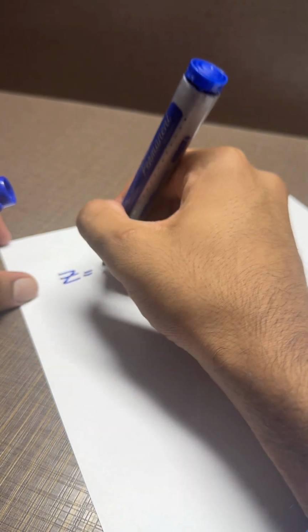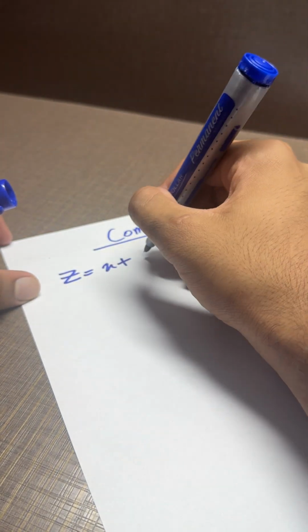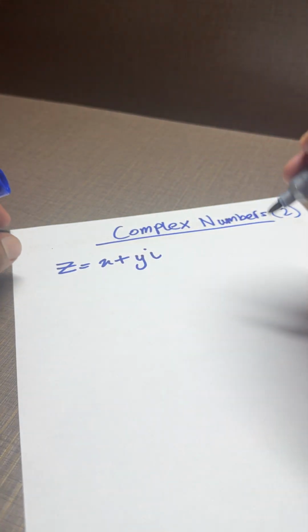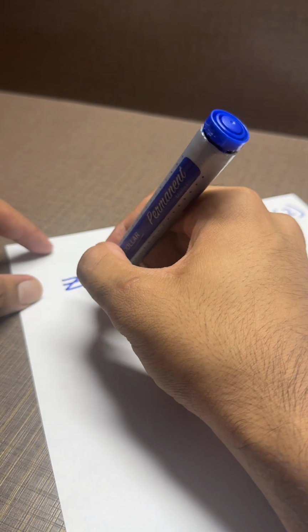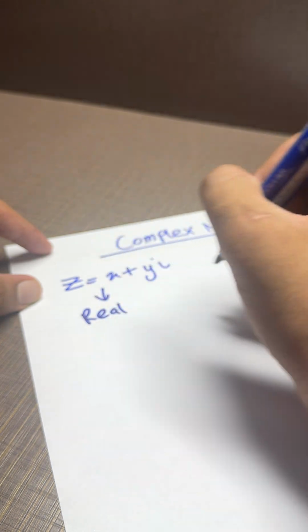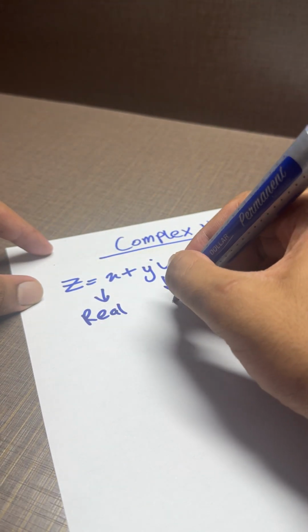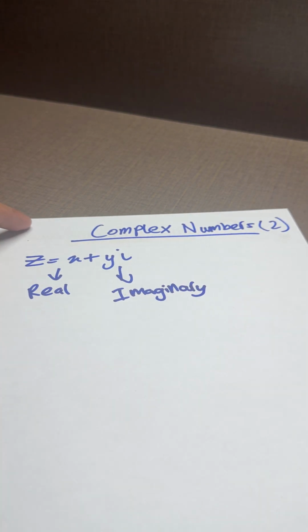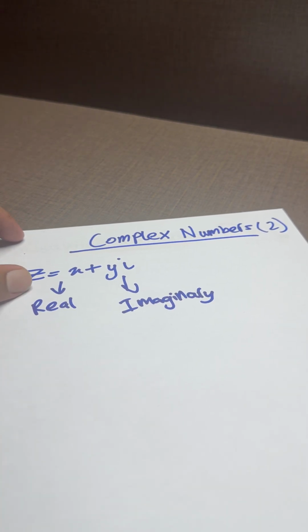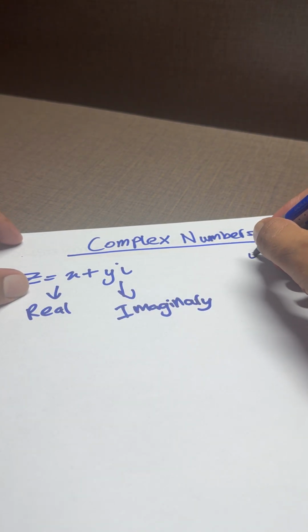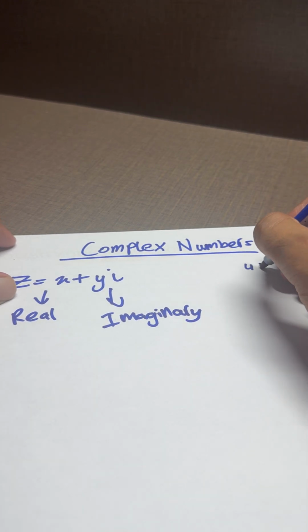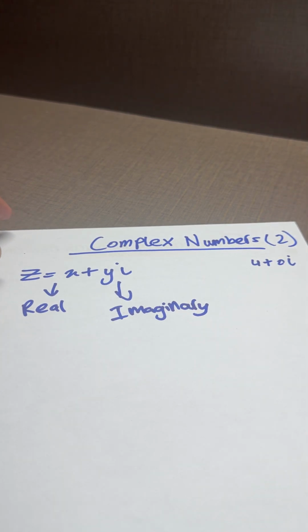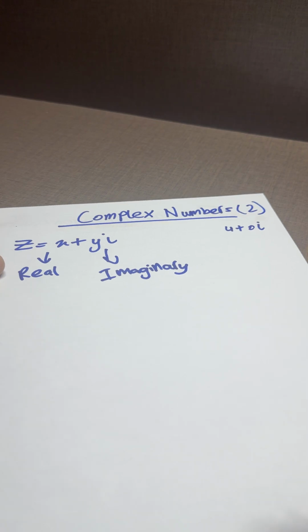So we now know that a complex number can be written in this way, x plus yi. This refers to our real part and this is the imaginary part. By the way, every number you write, even if you write 4, is a complex number because it is 4 plus 0i.